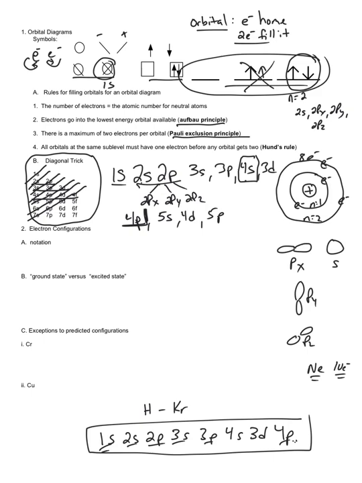Okay? The last one is called Hund's rule. Hund's rule states that when we have orbitals of equal energy, in the same sublevel, we have to put one electron in each before we double up. An example of this would be the 2p orbitals. Because when I have the 2p orbitals, I have 2px, 2py, and 2pz.